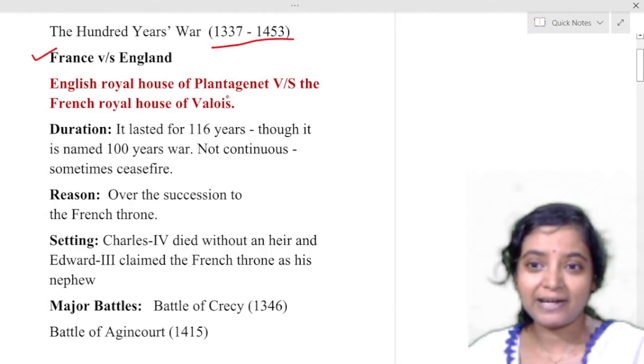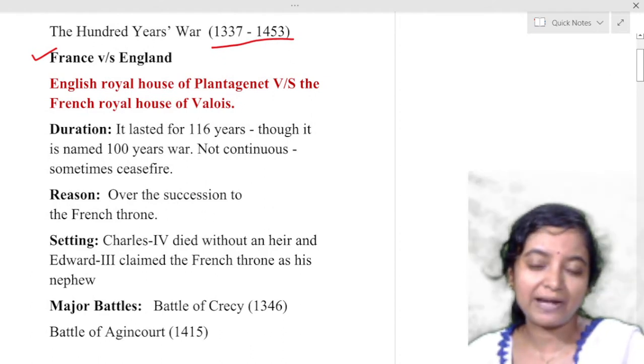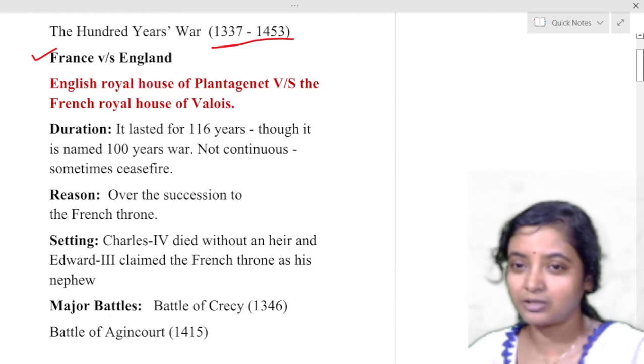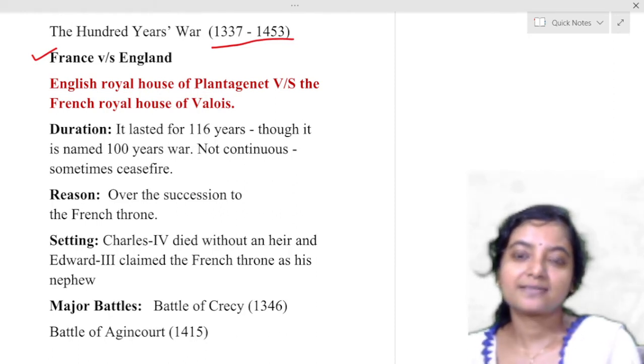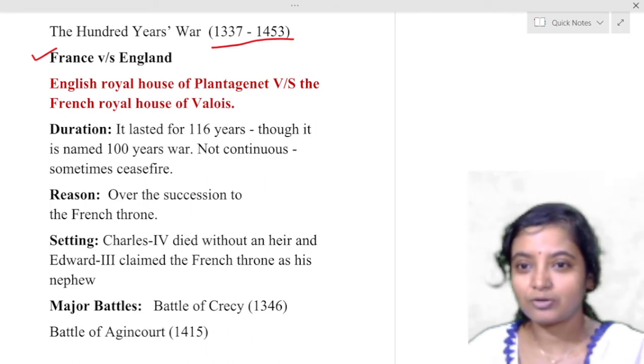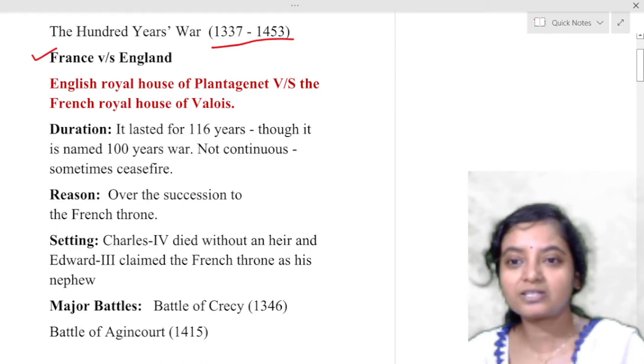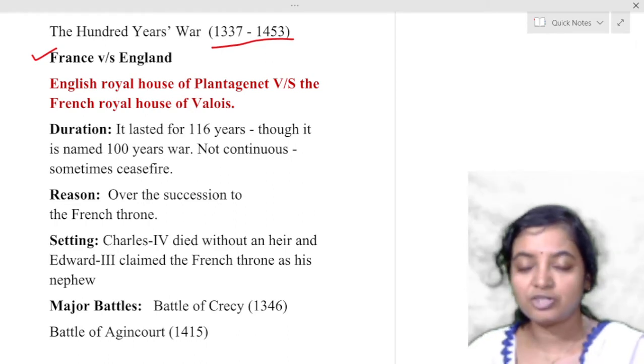About the royal house of Plantagenet: the royal house of Plantagenet means from William of Normandy, William the Conqueror, to Henry the Seventh. It was the royal house of Plantagenet. From Henry the Seventh, the Tudor dynasty started.